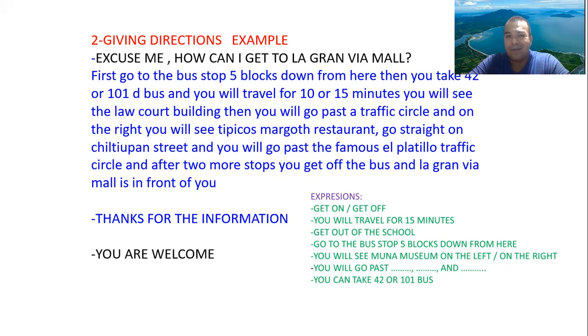First, go to the bus stop 5 blocks down from here, and you take the 42 or 101D bus, and you will travel for 10 or 15 minutes. You will see the Low Court building, then you will go past the traffic circle, and on the right, you will see Típicos Margot restaurant. Go straight on Chiltepin Street, and you will go past the famous El Patillo traffic circle. After 2 more stops, you get off the bus, and La Gran Via Mall is in front of you. Oh, thanks for the information.